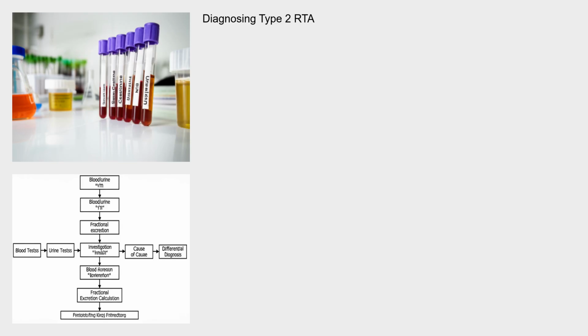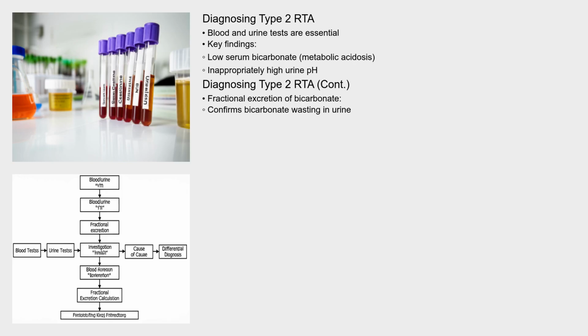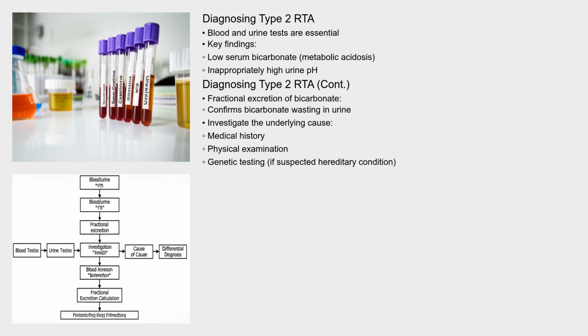Diagnosing type 2 RTA involves a combination of blood and urine tests. Key findings include a low serum bicarbonate level, indicating metabolic acidosis. Urine pH might be inappropriately high, or alkaline, despite the acidic blood, because the kidney is unable to effectively reabsorb bicarbonate. A fractional excretion of bicarbonate calculation can confirm the bicarbonate wasting in the urine. Doctors will also investigate the underlying cause through a thorough medical history, physical examination, and potentially genetic testing if a hereditary condition is suspected. Other tests might be done to rule out other conditions with similar symptoms.